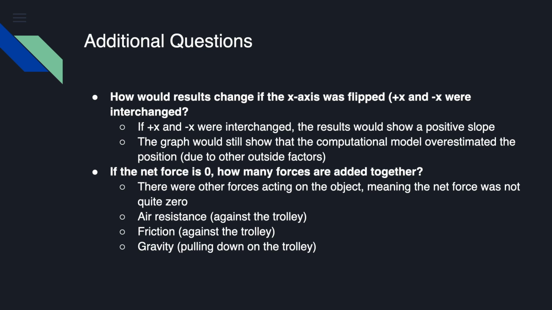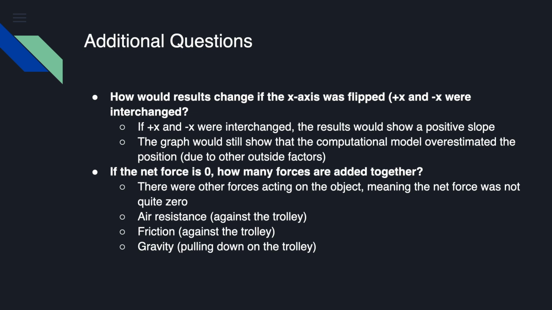So some additional questions. If the x-axis was flipped, positive and negative x were interchanged, how would the results change? Well, if that were to happen, the results would show a positive slope. The graph would still show that the computational model overestimated the position due to outside factors.